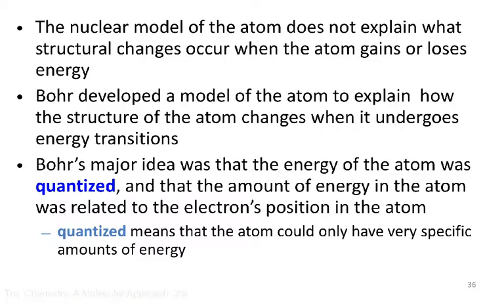So Bohr developed a model that explains how the structure of an atom changes when it undergoes energy transitions. The big idea here is that the energy of the atom is quantized. The amount of energy is related to the electron's position. According to the Bohr model, atoms can only have very specific amounts of energy related to those spectra that we just saw on the previous slides. So electrons only have specific amounts. It's not a continuum of energy. It's quantized.